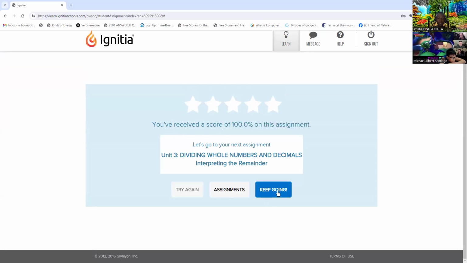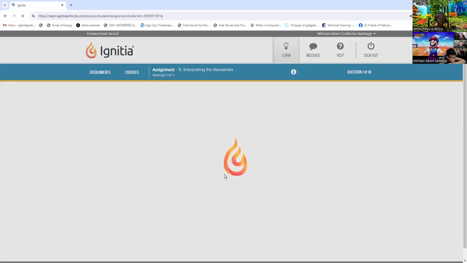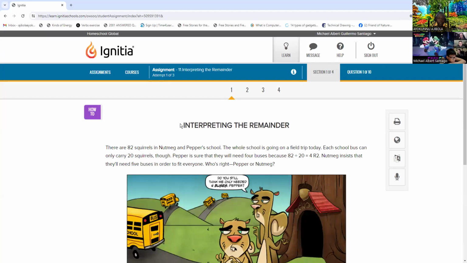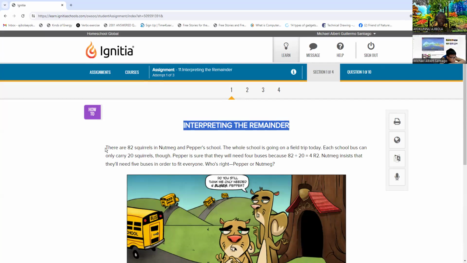So that means you should always concentrate, okay? Good. So let's keep going and see what's the next thing to do here. We want to interpret what the remainder means, okay? There are 82 squirrels in Nutmeg and Pepper School. The whole school is going on a field trip today. Each school bus can only carry 20 squirrels.